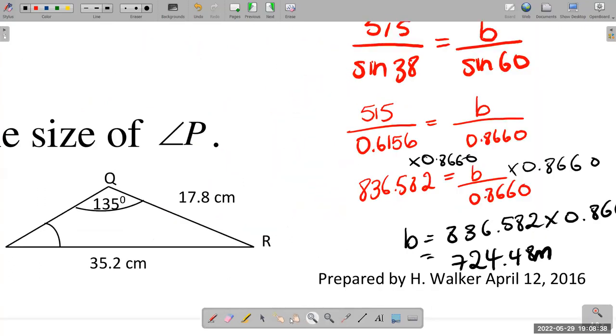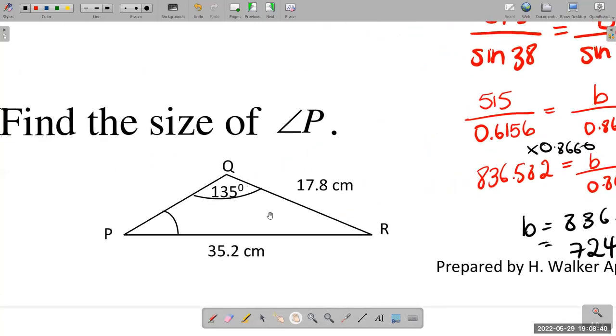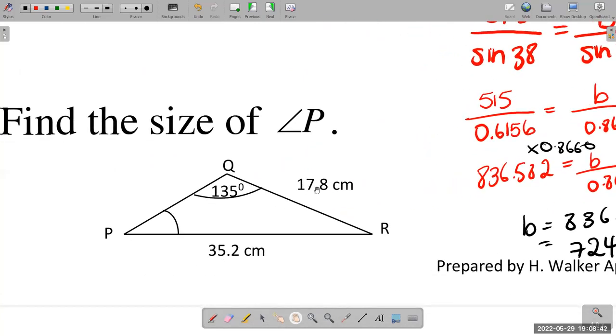Let's look at another diagram. I'm not working it out, just looking at it. Here we have two sides and an angle, and they want to find this side. You realize we have the opposites and we need the opposites. So again, we use what? The sine rule.